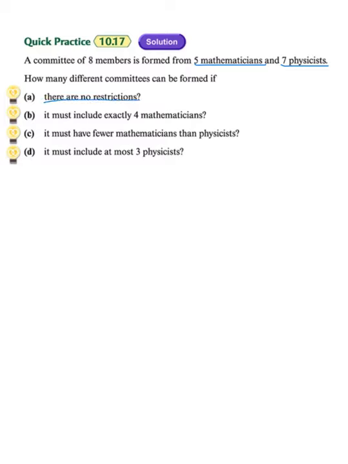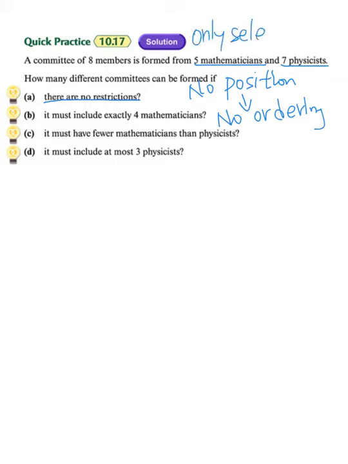Now again, you can see that for the questions, there is no position. So that means you do not require any ordering. You just need to select. So that means you are using the nCr combination to handle the situation. If there are no restrictions, it's very easy.